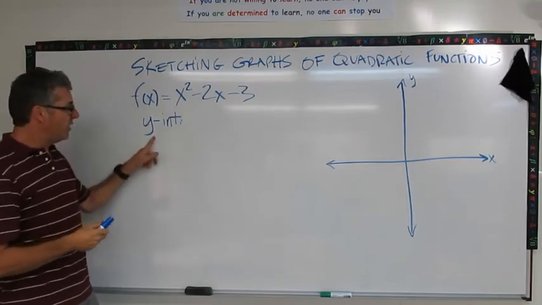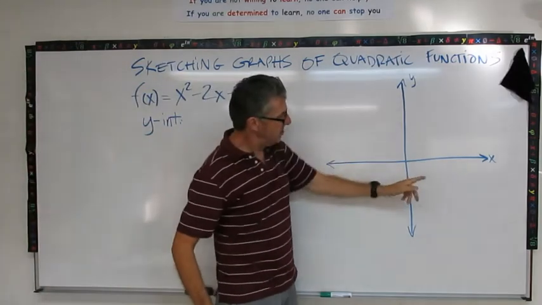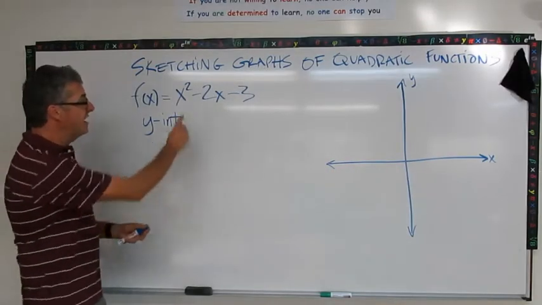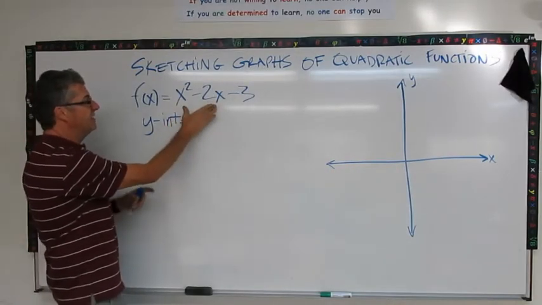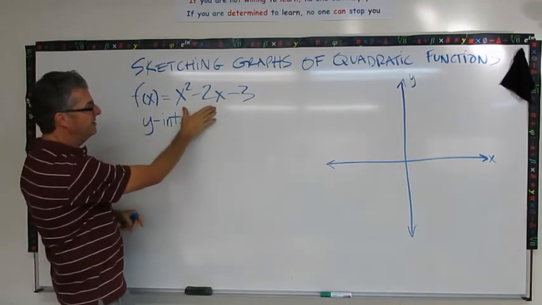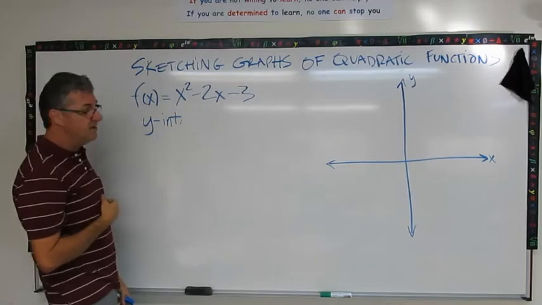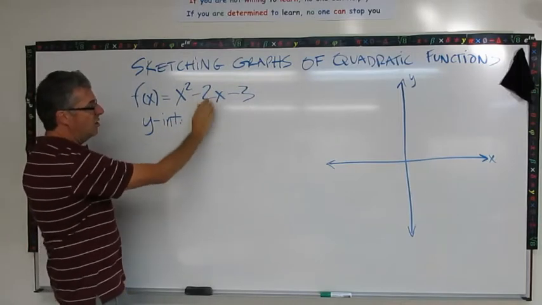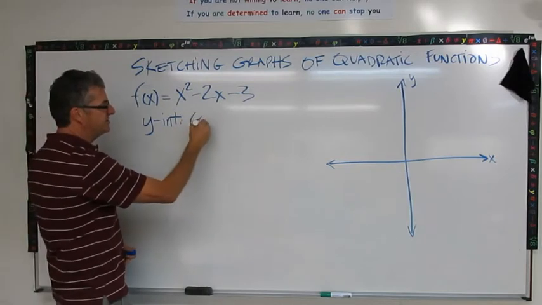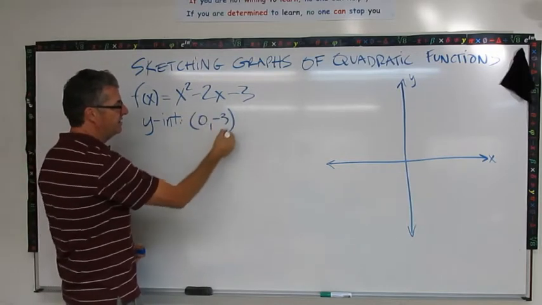Remember, the graph crosses the y-axis when x is 0. So what we do is we set x equal to 0 in these two spots, and we figure out what f of x or y would be. So I can just do this by inspection. If x is 0, these two terms go away. The y-intercept is minus 3. So the way we write that is (0, -3).